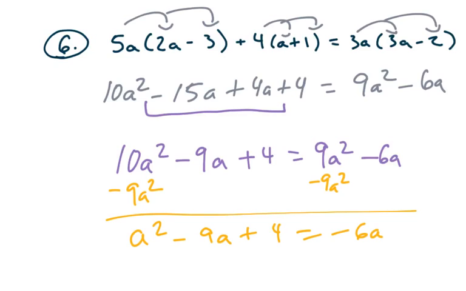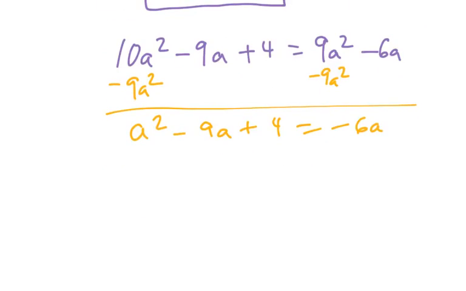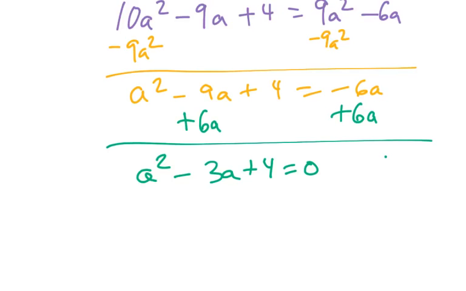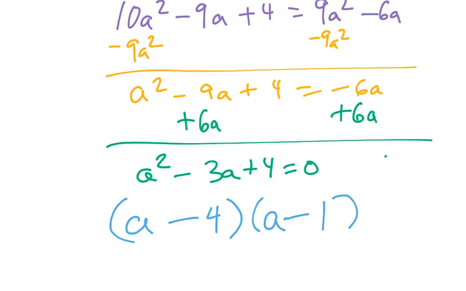And then we'll add 6a to the other side. And this will give me a squared minus 3a plus 4 equals 0. And to finish this off, we're going to factor it. So what times what is a squared? Clearly it's a and a. What times what is 4? I'm going to go with 4 and 1 because negative 4 plus 1 is negative 3.